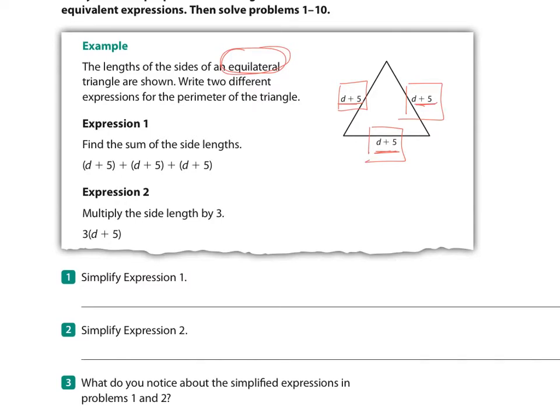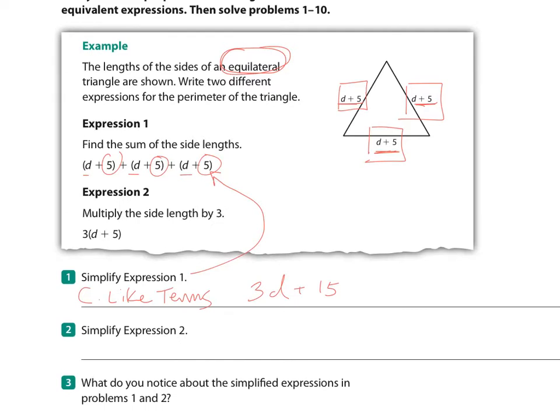So for question 1, it says simplify expression number 1, right? And it's referring to this right here. So if I want to simplify that, I think I need to combine any like terms that I have. All right, so I can add up all of my d's. Those should add up to 3d. I then can add up all of my constants, all of our numbers. 5 plus 5 plus 5 turns into 15. That's one way to find perimeter, right? We add up all the sides of the triangle.